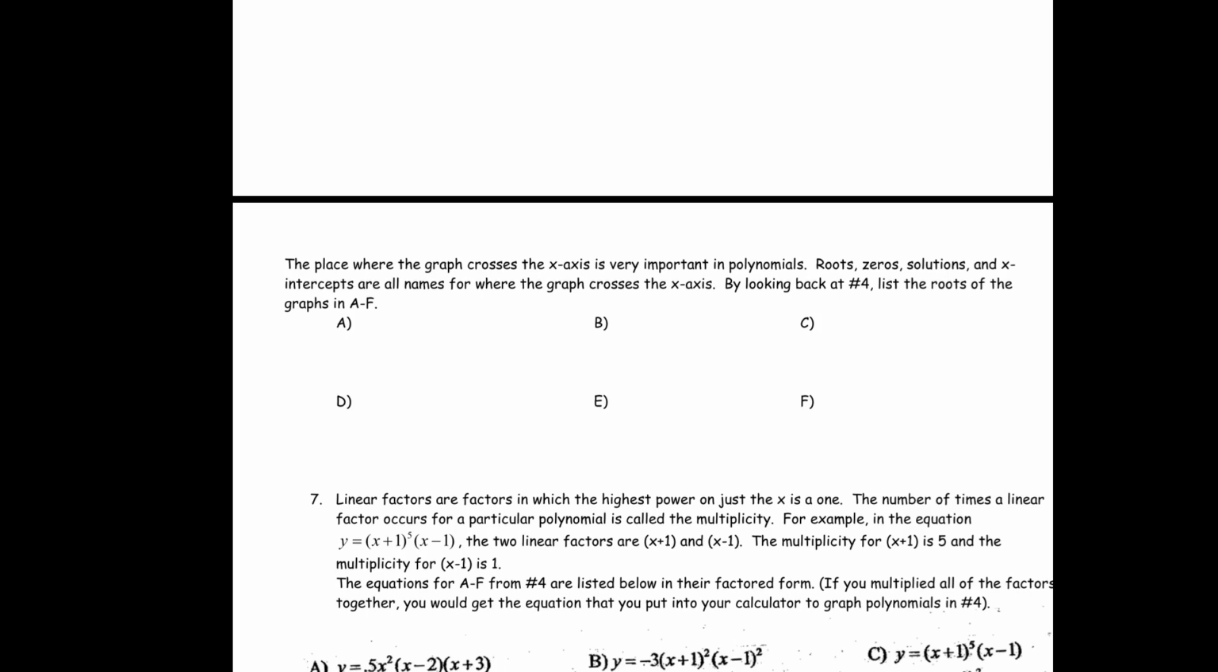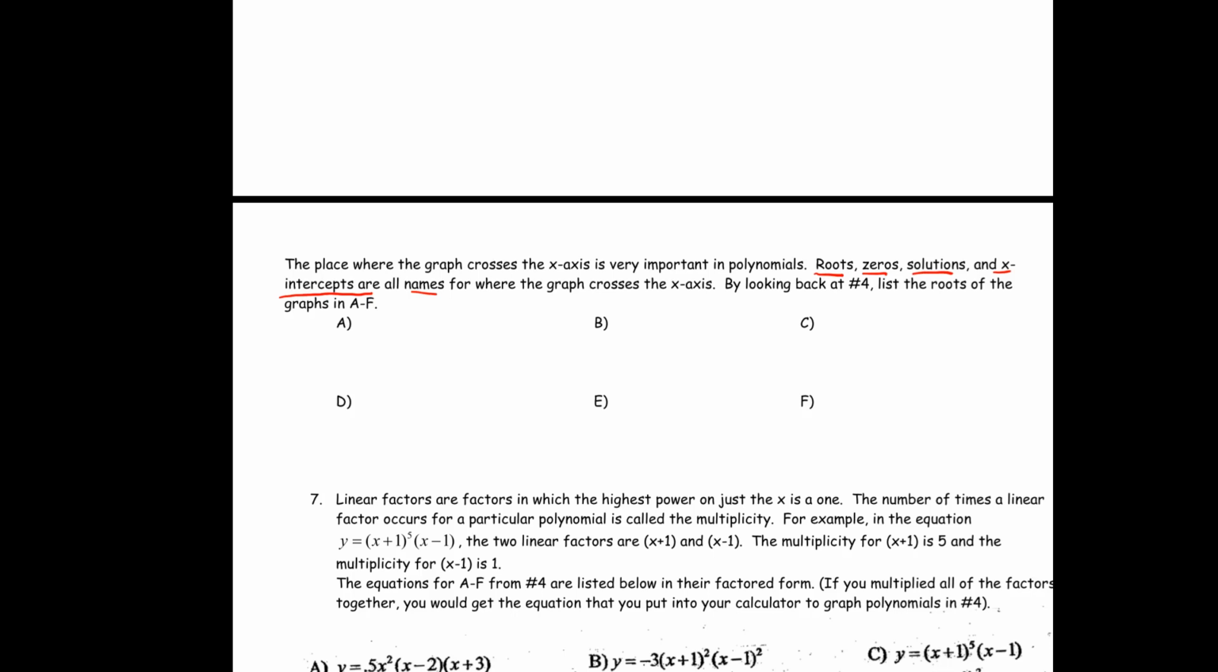Now, the place where the graph crosses the x-axis is very important, especially for implications in pre-calculus. Some terms that you might hear, which all mean the same thing. This really threw me off when I was first learning this. These all mean the exact same thing. Roots, zeros, solutions, and x-intercepts are all just names for where the graph crosses the x-axis. They mean the same thing.